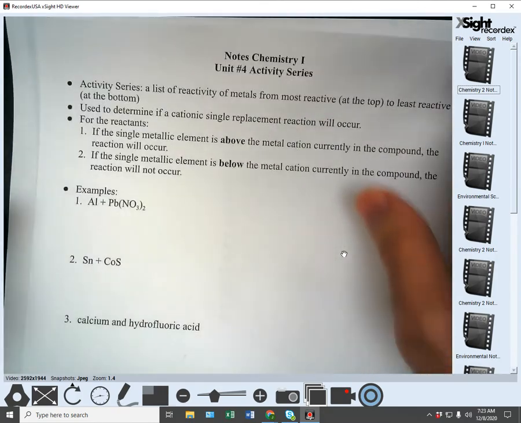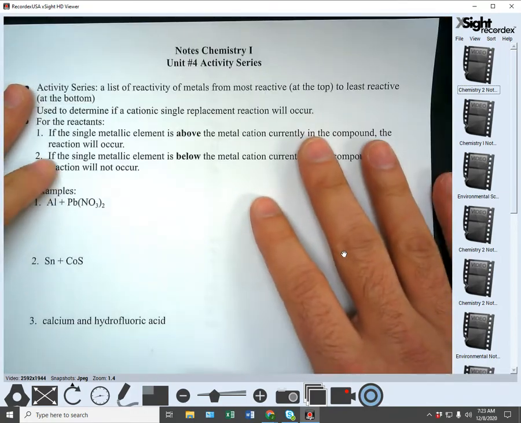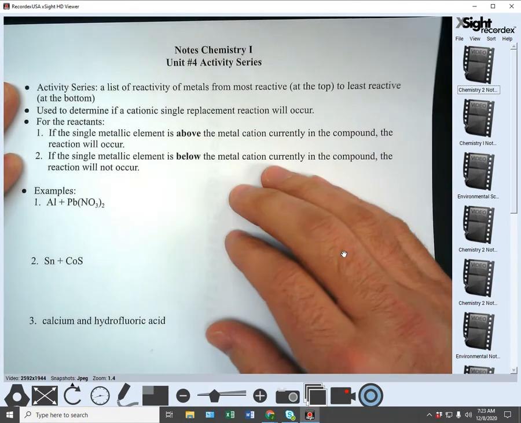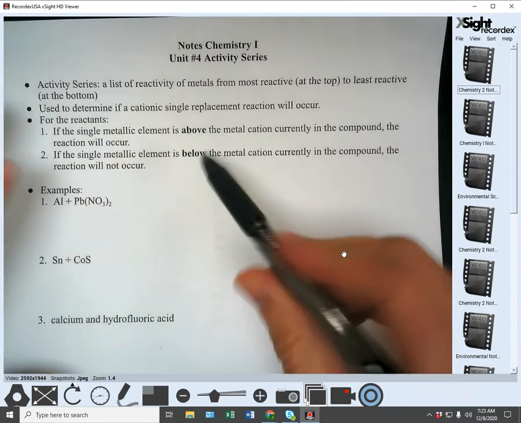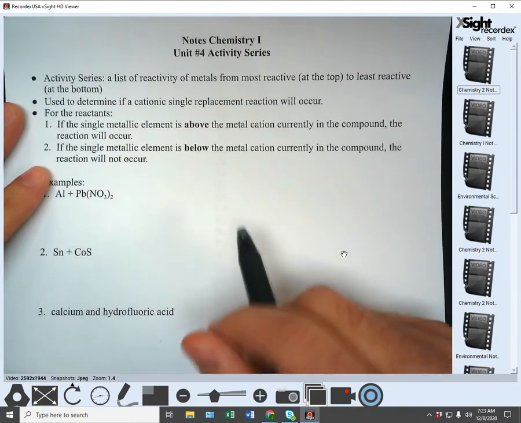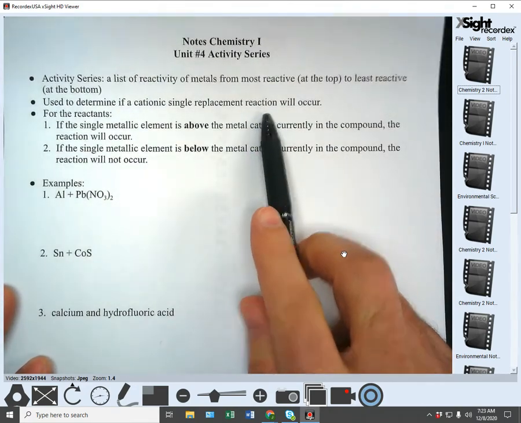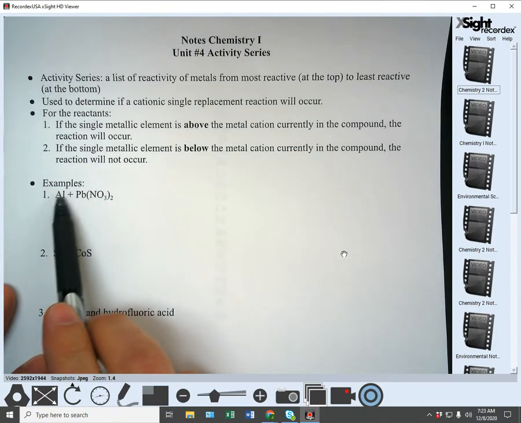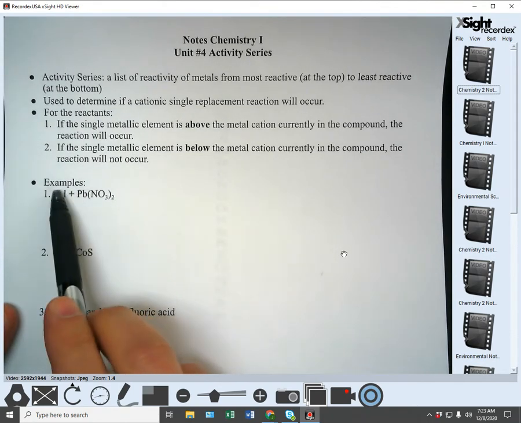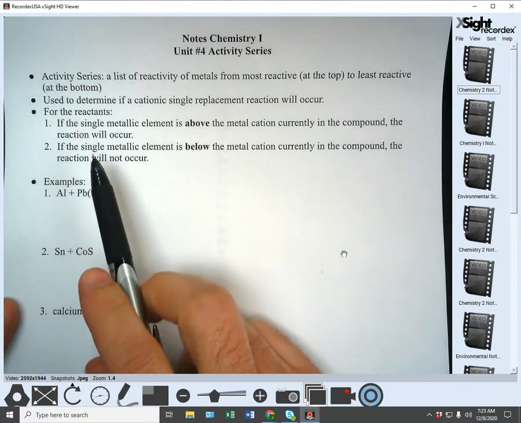All right. So the activity series is a list of reactivity of metals from most reactive at the top to the least reactive at the bottom. This is used to determine if a cationic single replacement reaction will occur. As a reminder, a cationic single replacement is where you have an element and a compound, and the cations, a positive element by itself and a positive one in the compound, switch spots. So this activity series determines if it'll happen or not.